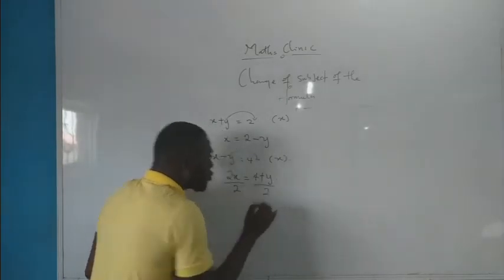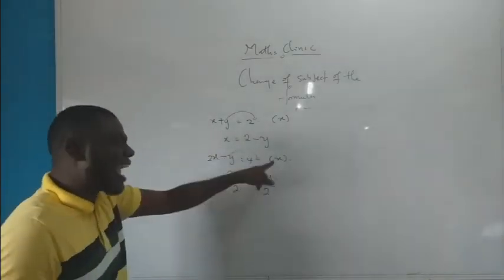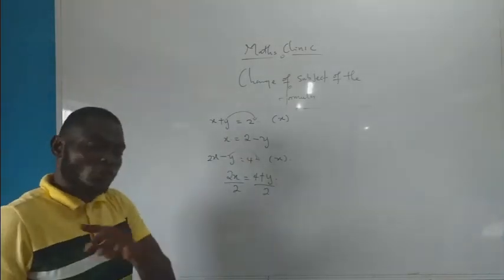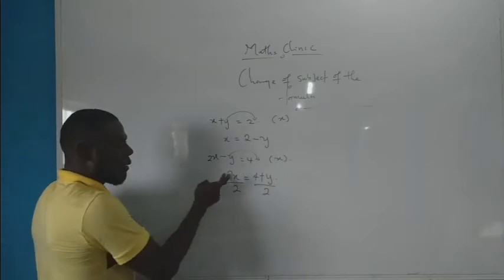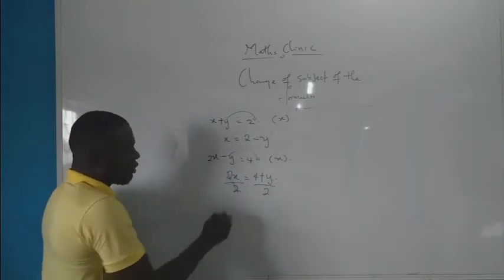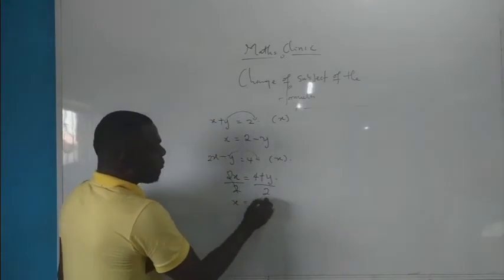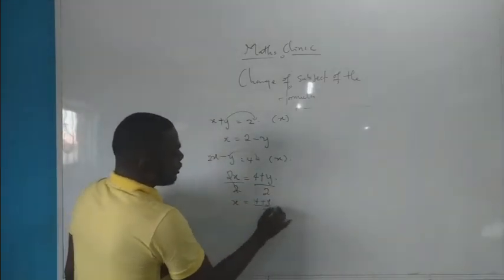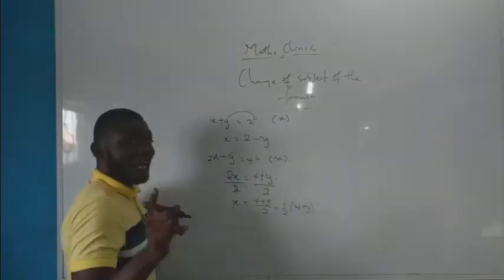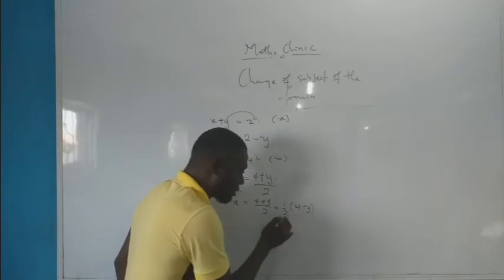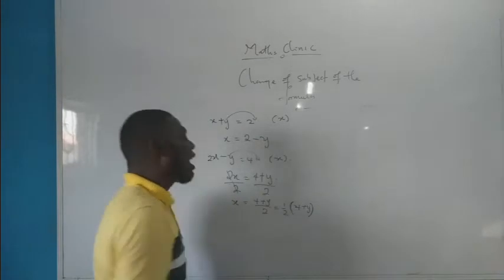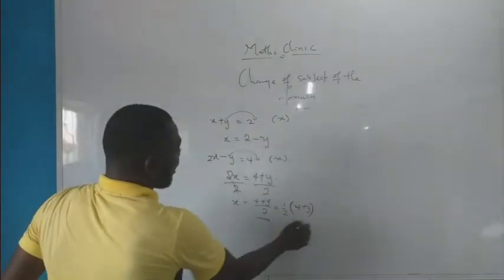Then you divide through by 2, because we are asked to make x the subject, and this is 2x. You divide through by the coefficient of x, which is 2. Then 2 and 2 go. So we are left with x equals to 4 plus y upon 2, which is 1 over 2 into bracket 4 plus y. Don't allow them to use you and go and cancel this 2 with this one. No, it is not allowed, because they are in brackets. So you leave it this way or this way.